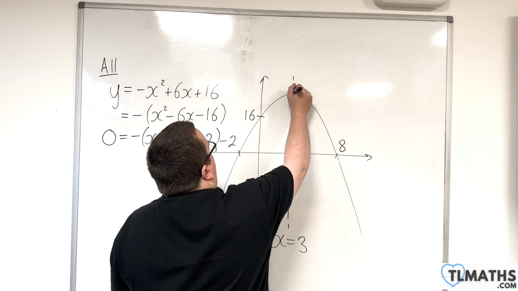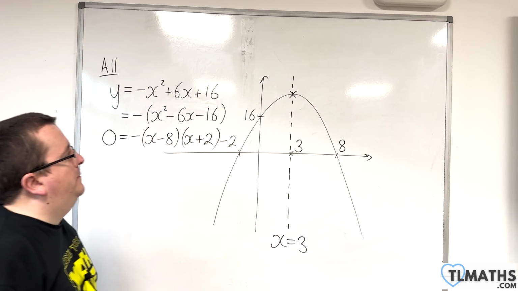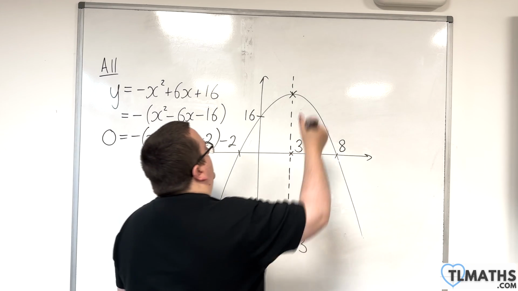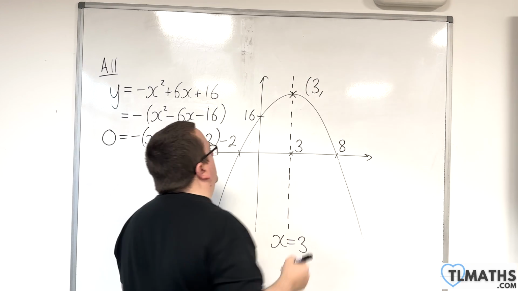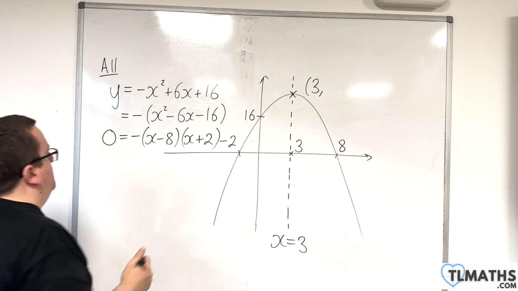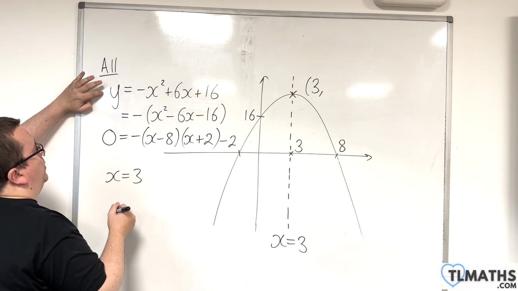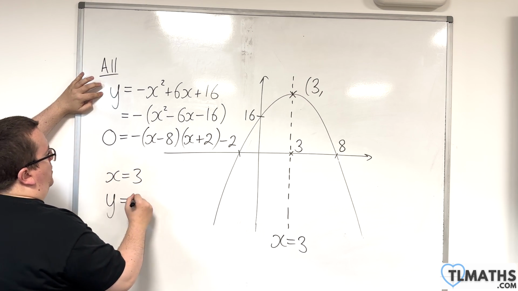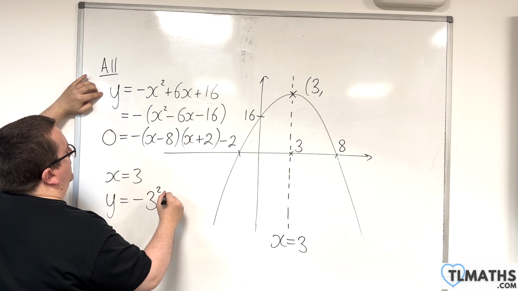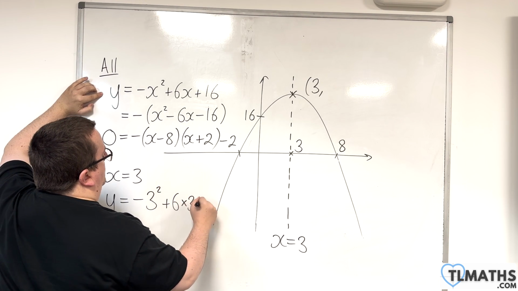The last point I'm interested in is the turning point. I already know what the x-coordinate is, it's 3, but what's the y-coordinate? So I'm going to substitute x is 3 back into the original equation. y is equal to minus 3 squared plus 6 times 3 plus 16.